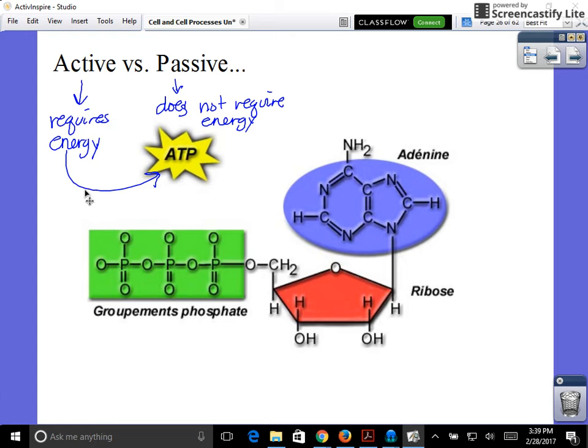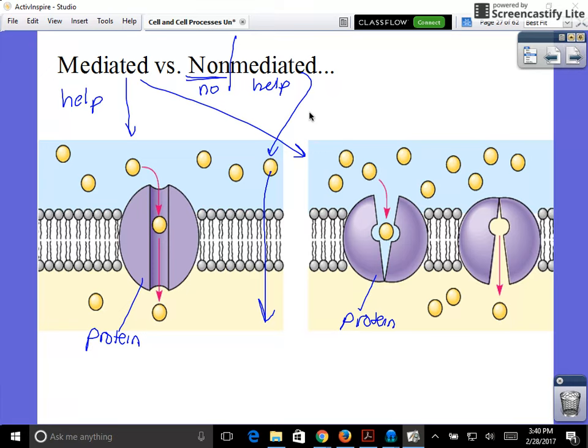Active or passive, active types of transport require energy in the form of ATP, and this is just a picture of the ATP molecule. Passive does not require energy. Mediated versus non-mediated. So is there help or is there no help? Both of these pictures are showing mediated methods of getting into the membrane that both involve a protein. The protein in this case looks like a channel. This one looks like a gate. So there's different proteins for different substances that these substances are going to recognize they belong.